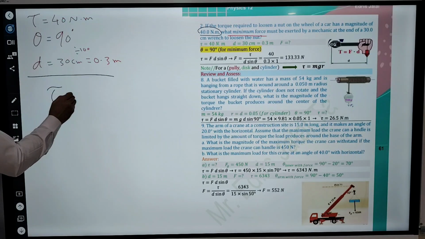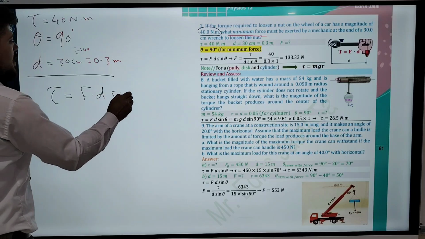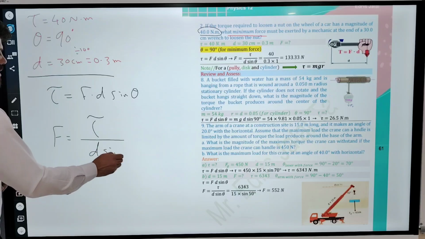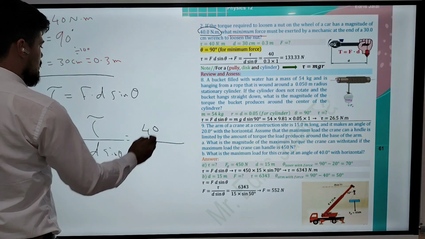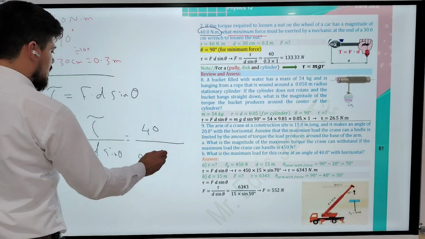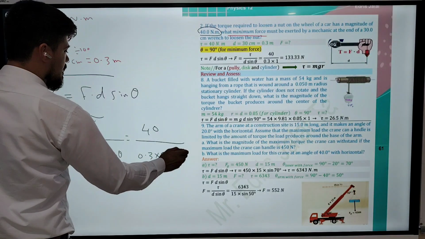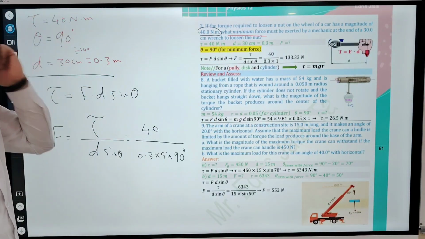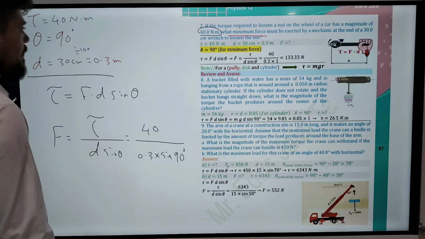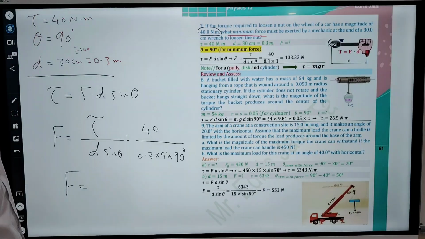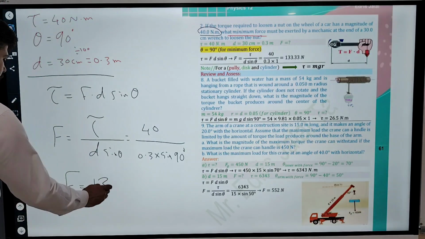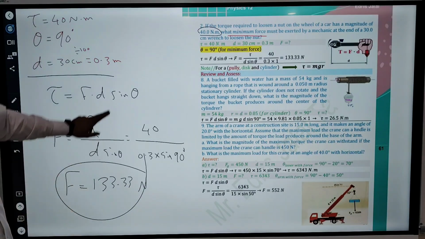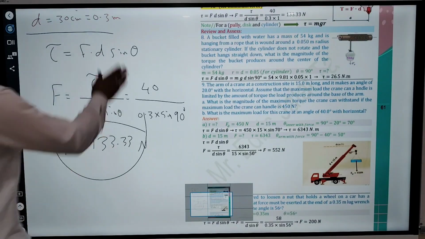Just plug in, write down the equation of torque, Fd sine theta. F is equal to what? Torque over d sine theta, which is equal to 14 divided by 0.3 times sine 90, perpendicular. The angle is not given, so that is why we have to use 90-degree, which is equal to 1. Okay? So the force that required to loosen this nut is equal to 133.33 Newton.